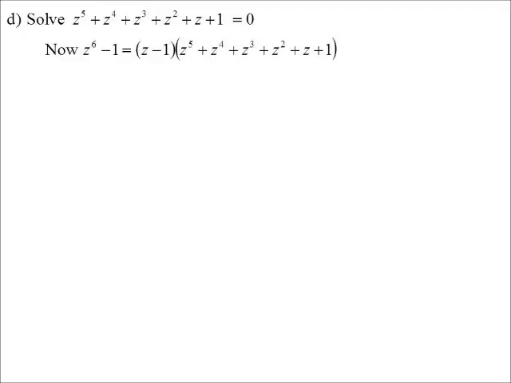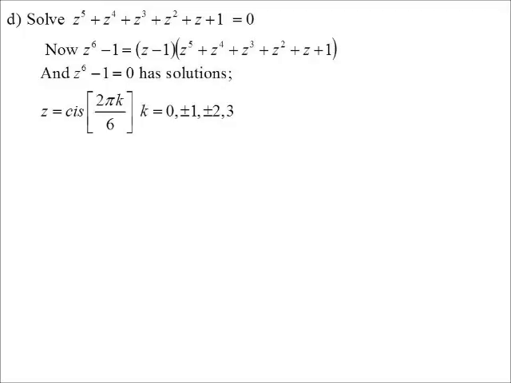Because I know z to the power of 6 minus 1 would be z minus 1 times that. And z to the power of 6 minus 1 equals 0. That's a much easier equation to solve. It's the 6 roots of unity. So I'm going to change it. Because, as I say, I know the solutions to z to the power of 6 would be 2 pi k on 6. I need 6 solutions, so I get 0, plus or minus 1, plus or minus 2. 3 will make up the 6th solution.